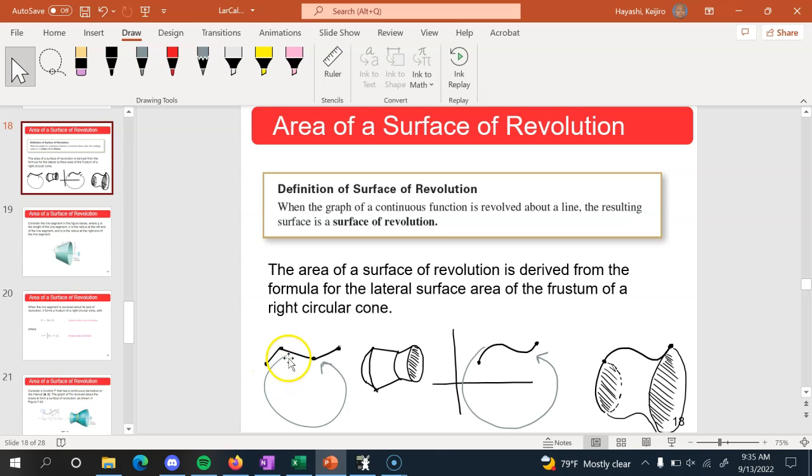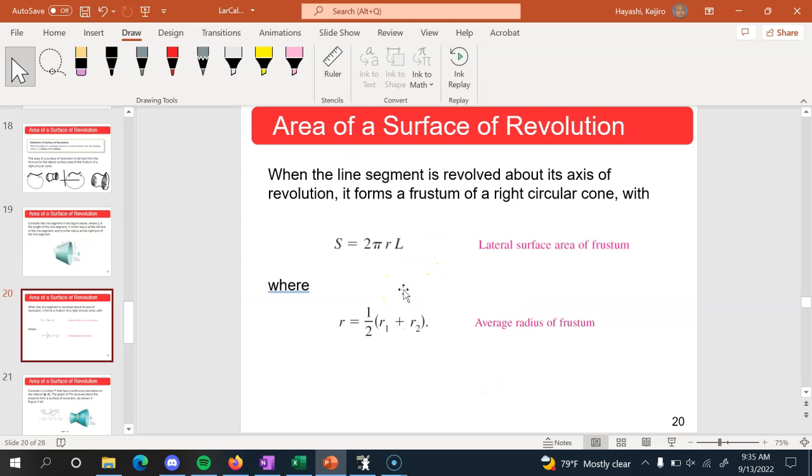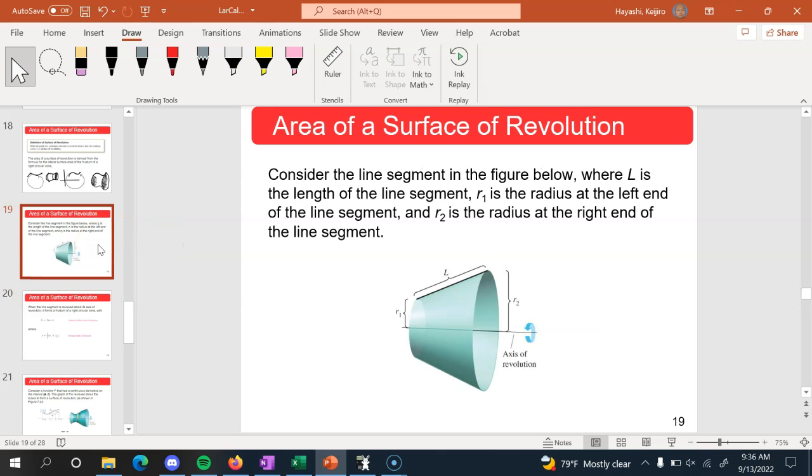If you take a curve and you approximate it by a bunch of line segments, the resulting surface will be approximated by a number of frustrums or frustra. And the formula for the surface area of a frustrum is simply 2 times pi times the average radius of the frustrum times the length, the sort of length from one end of the frustrum to the other. You don't have to remember that, by the way.